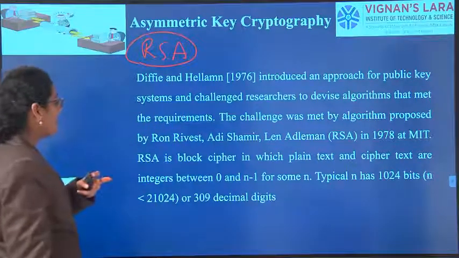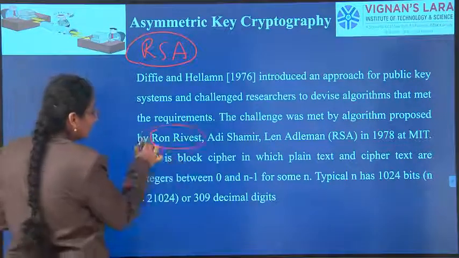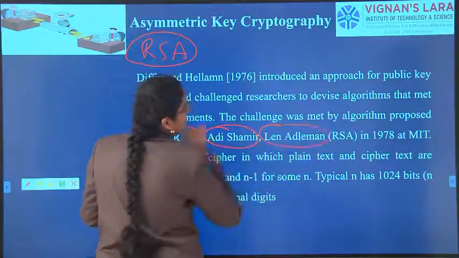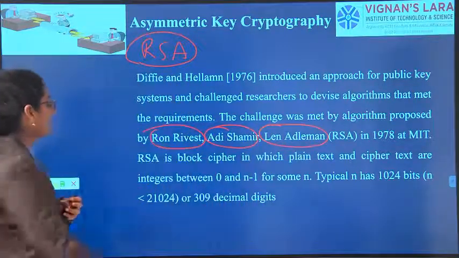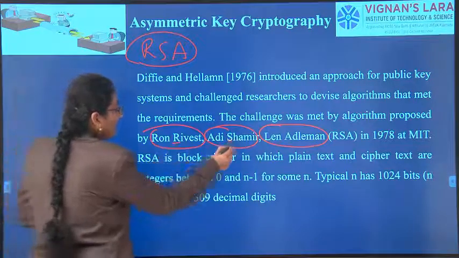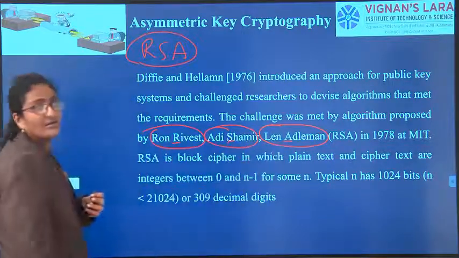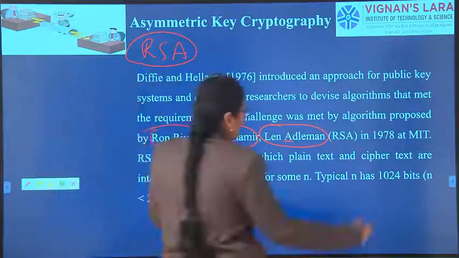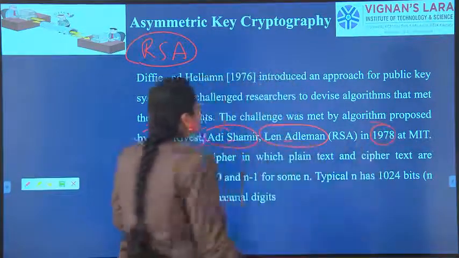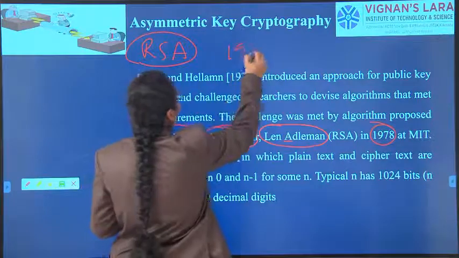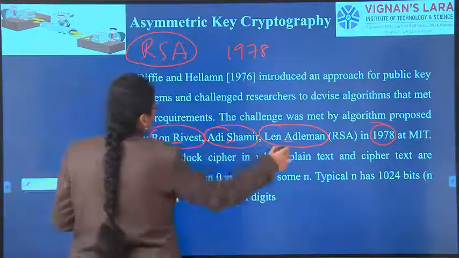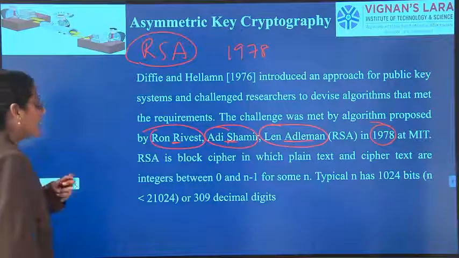RSA means three persons: Ron Rivest, Adi Shamir, and Len Adleman. These three are the scientists who invented the RSA algorithm in 1978.